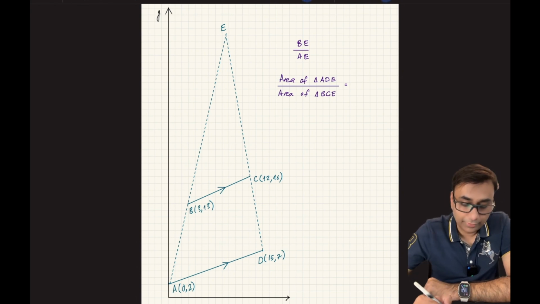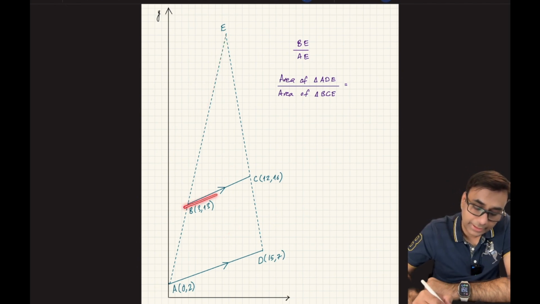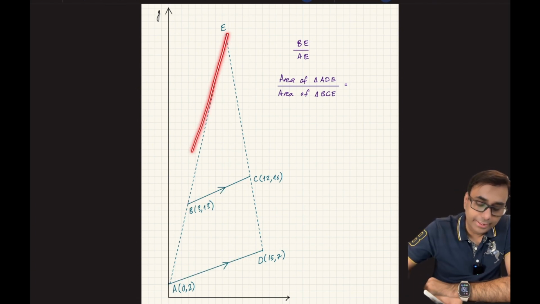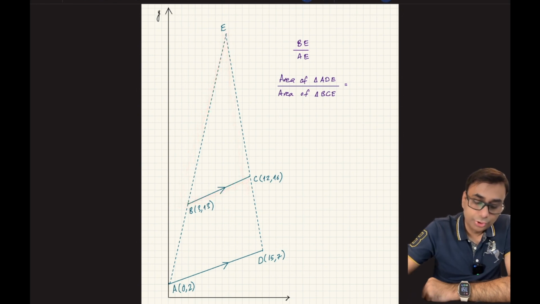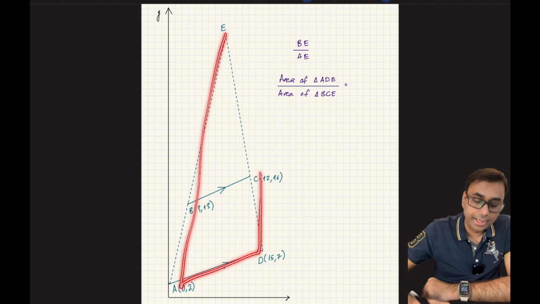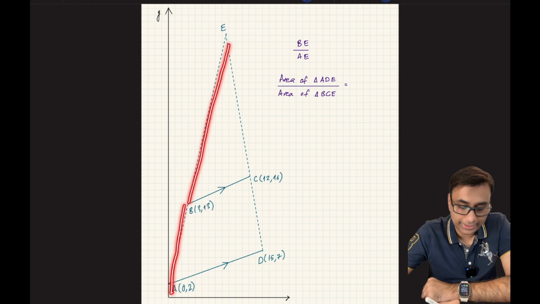For example, if I look at this particular figure, I can see that there are 2 triangles, and since BC is parallel to AD, EBC triangle is similar to EAD triangle. Now, for instance, if I have to find out the ratios of the sides BE and AE, I have to find BE divided by AE.